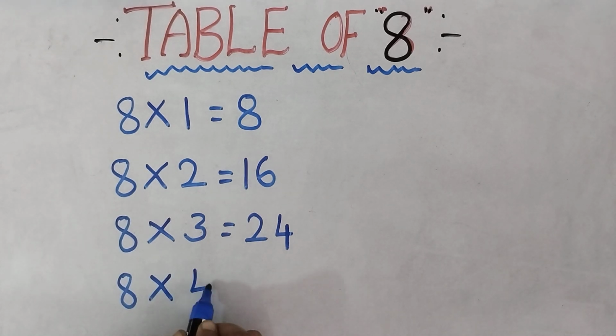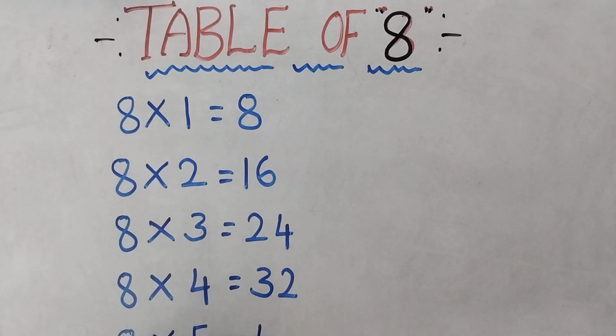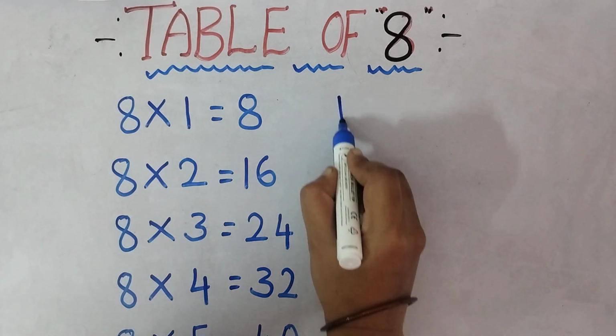8 into 4 is equal to 32. Means 8 fours are 32. 8 into 5 is equal to 40. Means 8 fives are 40.